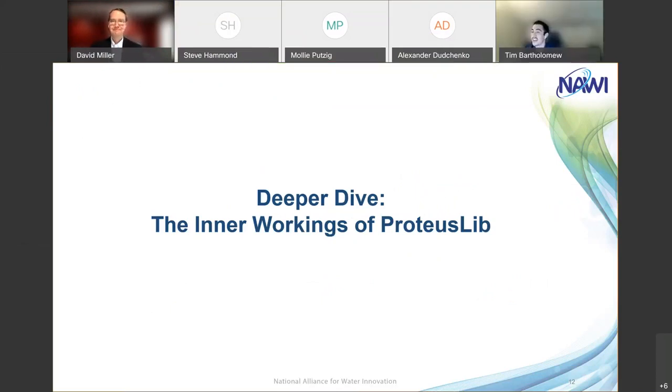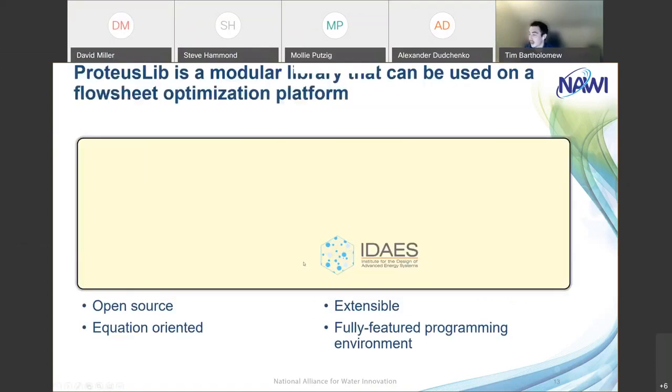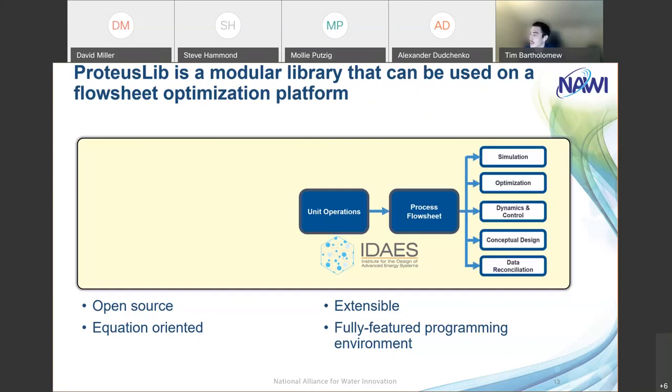I'm going to be talking about the inner workings of ProteusLib. And so with that, it starts off with what David was mentioning, the IDEAS platform, which is represented by this yellow box. Just pointing out the key features, it's open source, equation-oriented, has an extensible library, and has a fully featured programming environment, Python. On IDEAS, we use unit operations and you assemble them into flowsheets, and then you can have some capabilities like simulation, optimization, dynamics, and control.